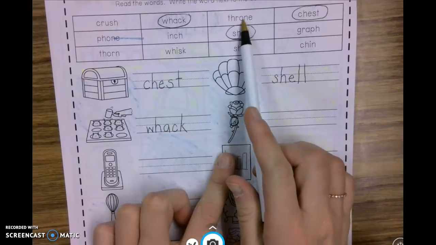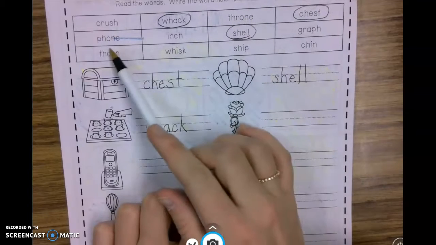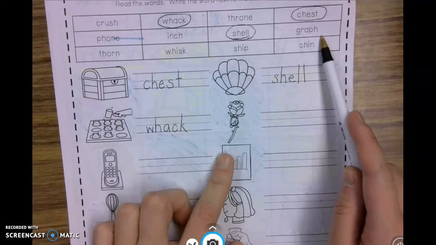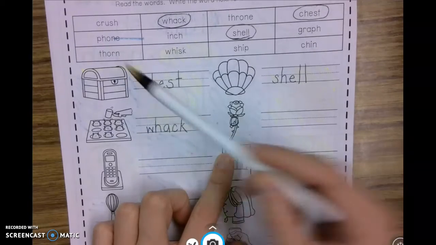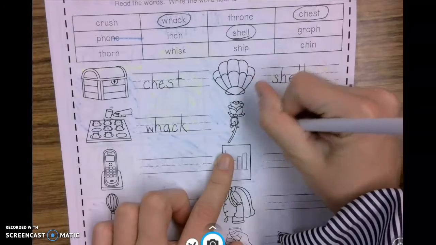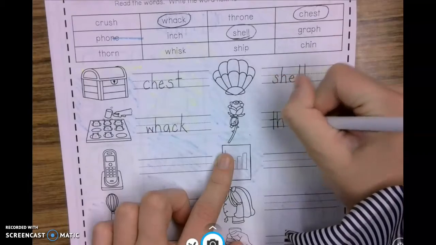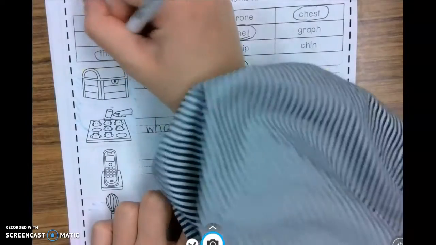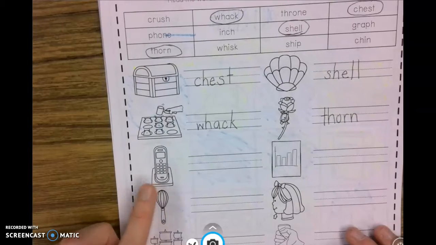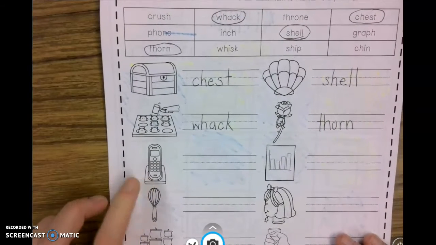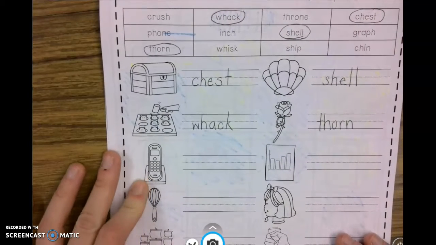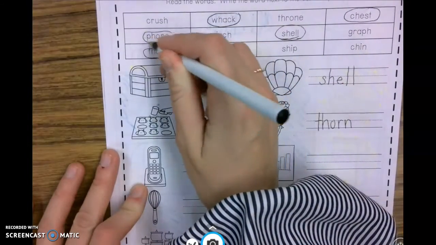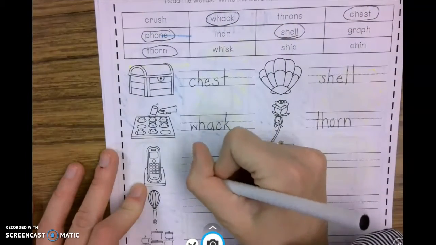Thorn. There it is. And remember, none of these are capitals. They're not a name. It's not a proper noun. Okay, this is a kind of old picture, but this is a telephone. That's what they used to look like a long time ago. So I'm going to look for phone. Okay.